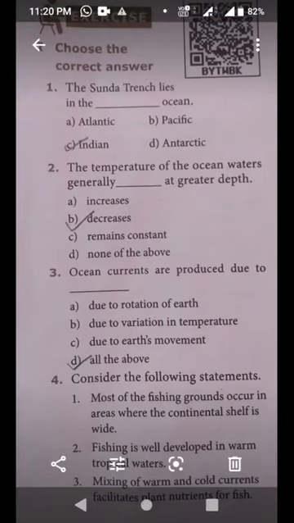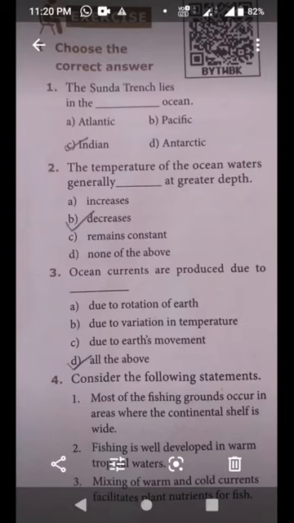First, choose the correct answer. The Sunda Trench lies in the dash Ocean. Option C, Indian. Second one, the temperature of the ocean water generally dash at greater depth. Option B, decreases. Third one, ocean currents are produced due to dash. Option D, all the above: due to rotation of Earth, due to variations in temperature, due to Earth's movement.